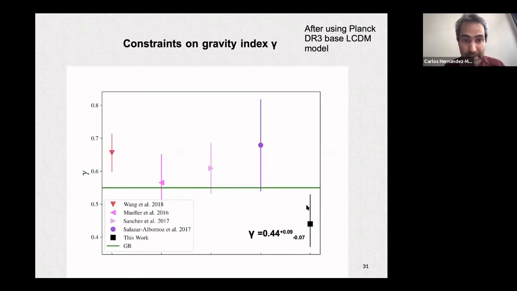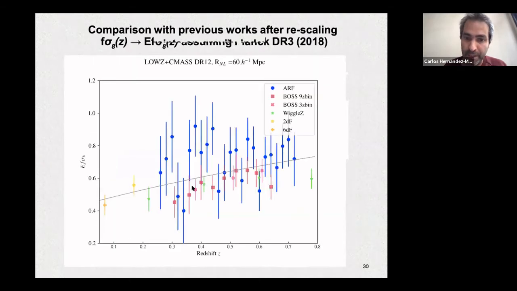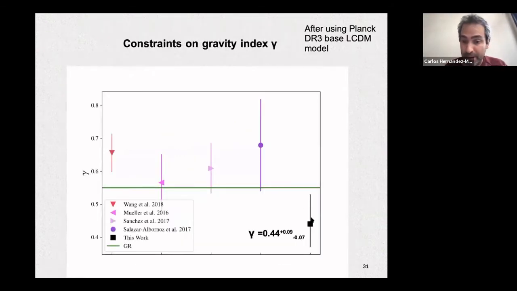competitive values, right? And funnily enough, we are systematically below. There was some discussion in the past whether general relativity was right, or whether this data, which is systematically below the lambda CDM prediction, given by the gray line, is suggesting some weird gravity. In our case, we are still compatible. Our gamma value is below. So gamma equals 0.55 is the prediction for general relativity, given by the green line. These are previous measurements, all of them systematically above. We are below, but yet compatible with this, right?